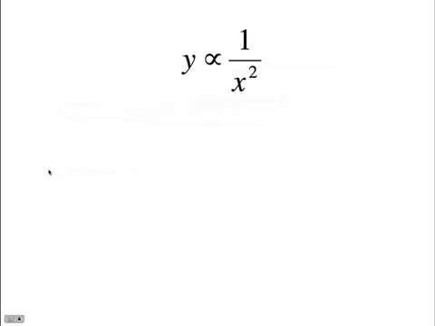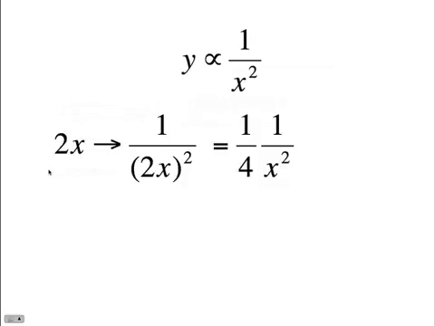Here's another example that we encounter in astronomy. Y is proportional to 1 over x squared. In this case, the x is in the denominator. So when we double x, we will get a factor of 1 over 2 squared, which is 1/4. So increasing x by a factor of 2 results in y decreasing, getting smaller, by a factor of 1/4.